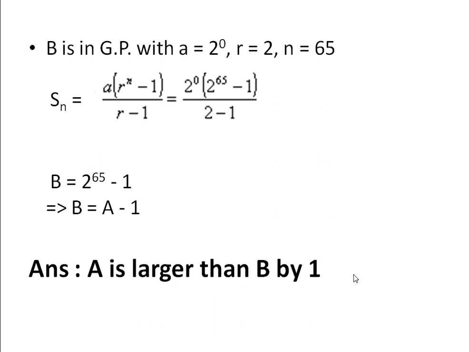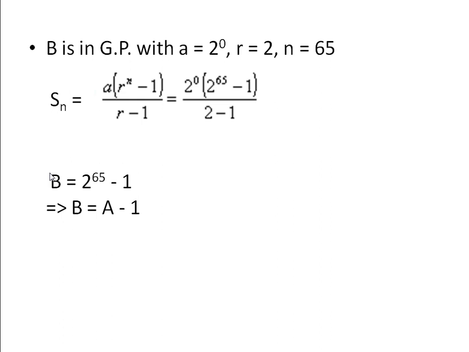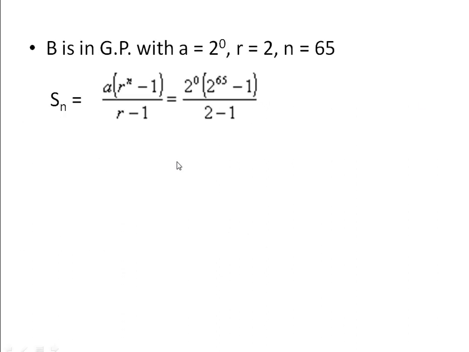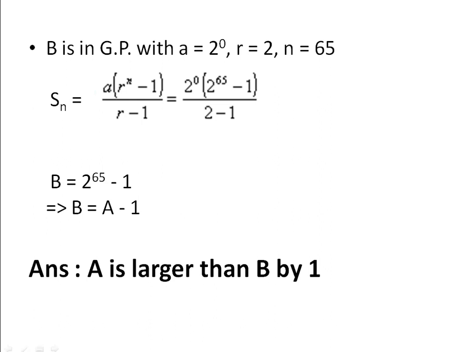You should not answer on your own. Just see what is given, apply, and when you practice many problems, you will understand what it is. Once again, I will explain here. It is given A is 2 power 65 and B is 2 power 64 plus and so on. Which is true? Applying this formula, you will get the answer. With this, you can see B is equal to 2 power 65 minus 1. So the answer is A is larger than B by 1. I hope you understood.